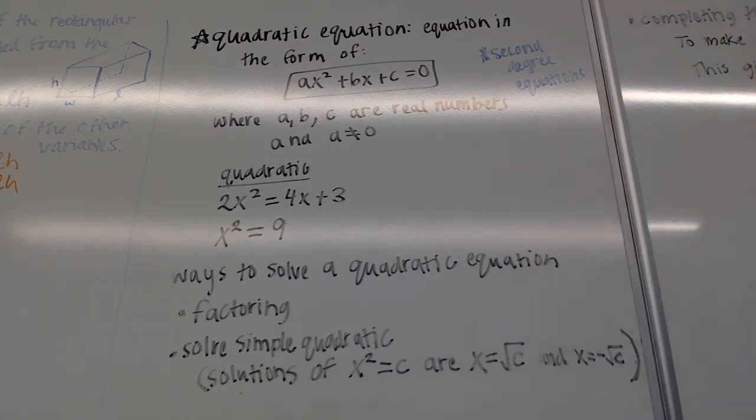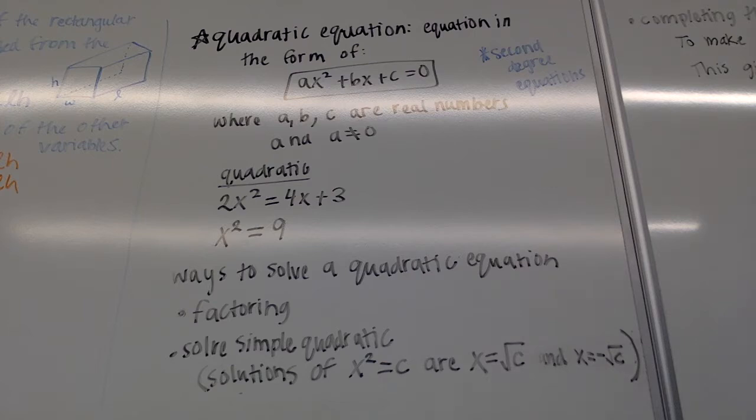So some examples of quadratics are 2x squared equals 4x plus 3. So you know that you can move all of that stuff to one side, and you'll get it in the same form as above. And then another quadratic is x squared equals 9. So here, there's only an x squared, so that's an a value, ax squared, and then a 9, so that's the c value. There's no bx, but that's okay because all we need is the x squared.